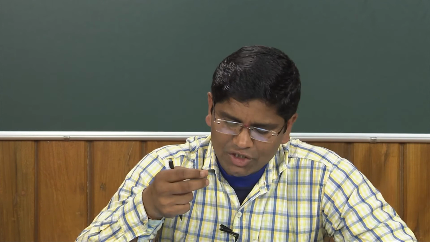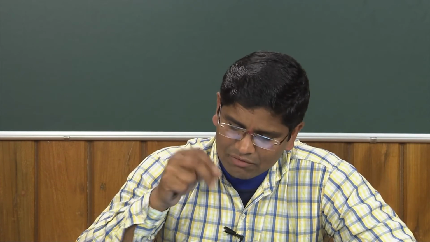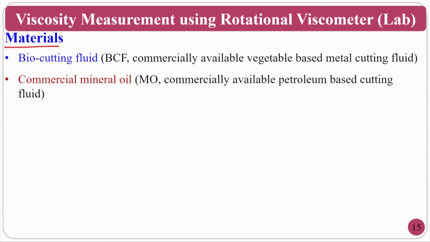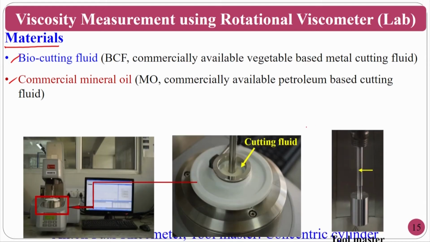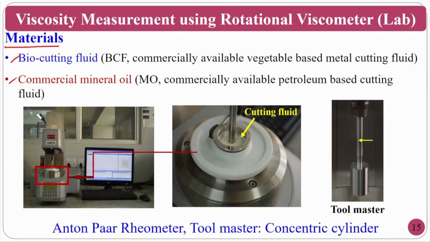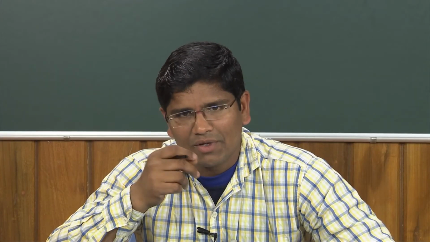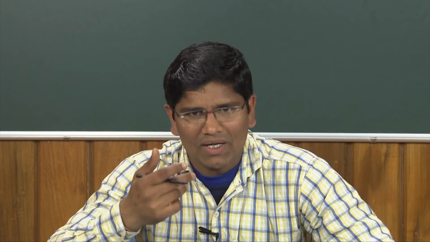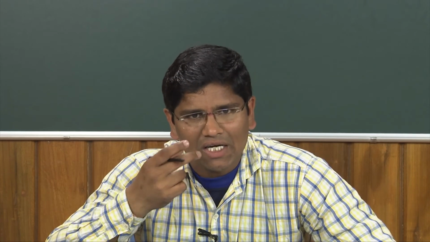In the current viscosity measurement using rotational viscometers, whatever we have done at our laboratory for explaining to you, the materials which we have taken under these conditions are two. One is biocutting fluid, another one is commercial mineral oils. As I said, this is a liquid or a liquid emulsion, because you have to mix with water and all those things. You cannot use the parallel plate rheometry because it may splash out when you give the shear rate. For that purpose, we have to move to some of the advanced tool masters, one of them being concentric cylinders.